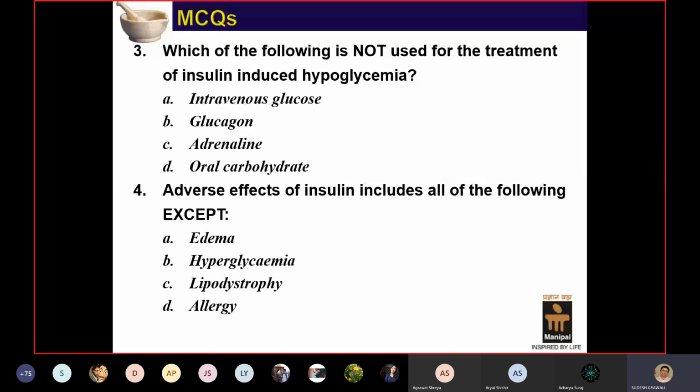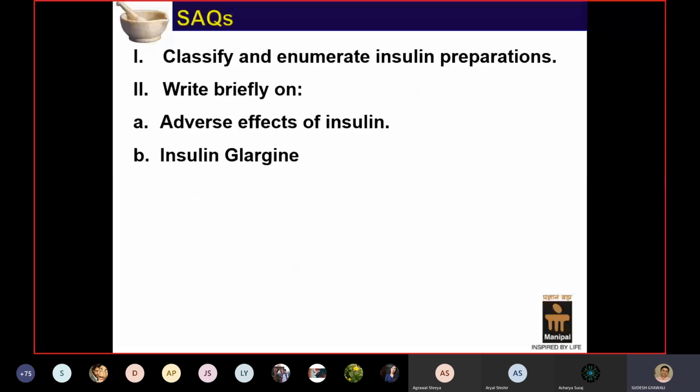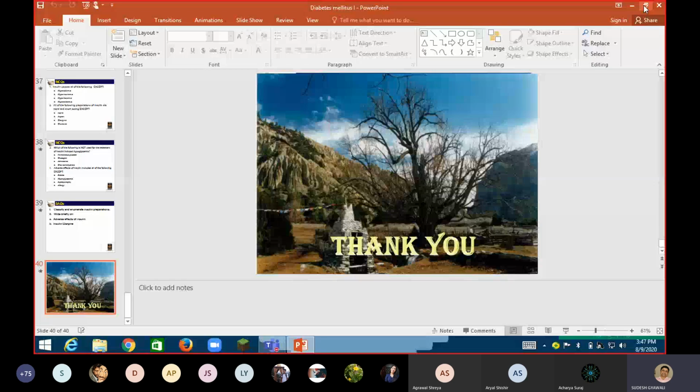So SAQ, please do it. Okay. Classify and enumerate insulin preparations, and write briefly on adverse effects of insulin and insulin glargine. Okay. So this is what we discussed in last class.